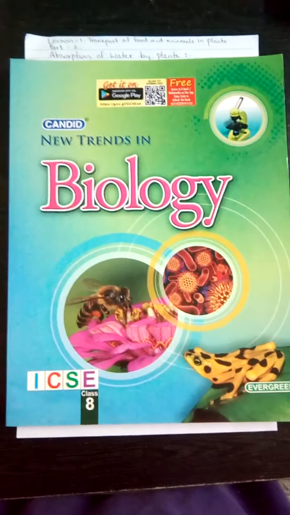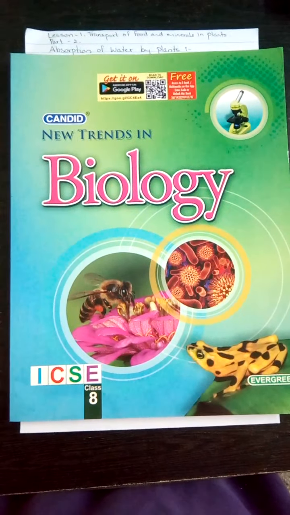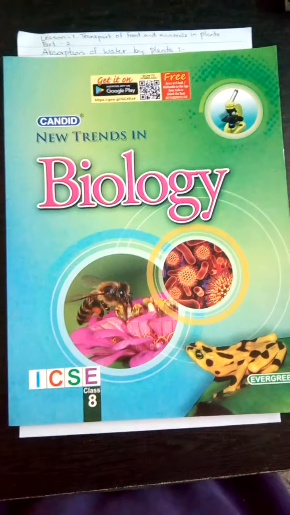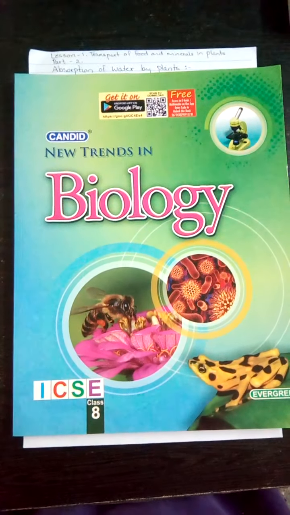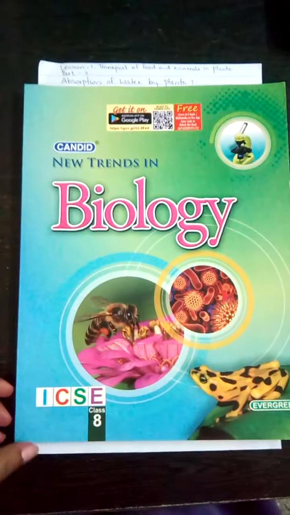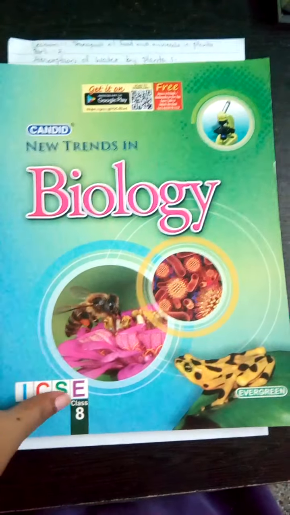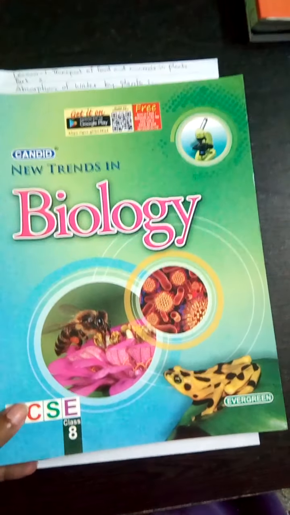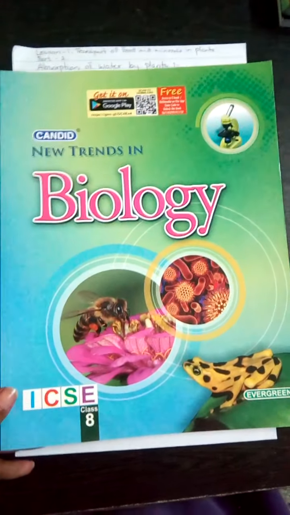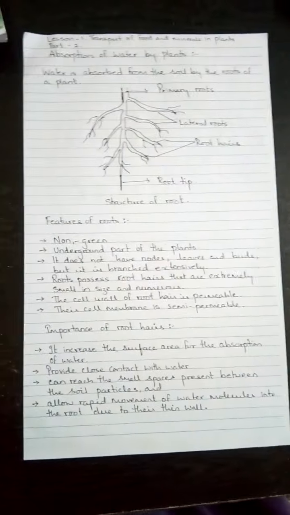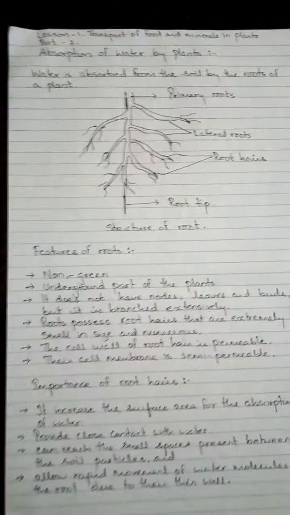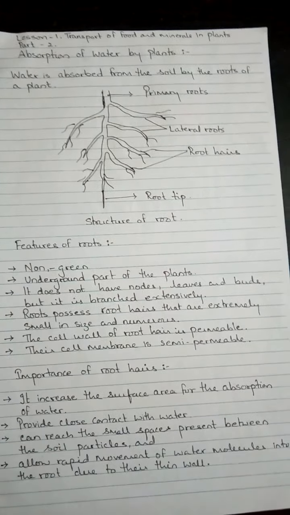This is the book for 8th class and we are going to continue with lesson number 1, that is transport of food and minerals in plants. So in the previous lecture we studied about the transport of food, the xylem and the phloem, and today we'll continue with roots. Absorption of water by plants.